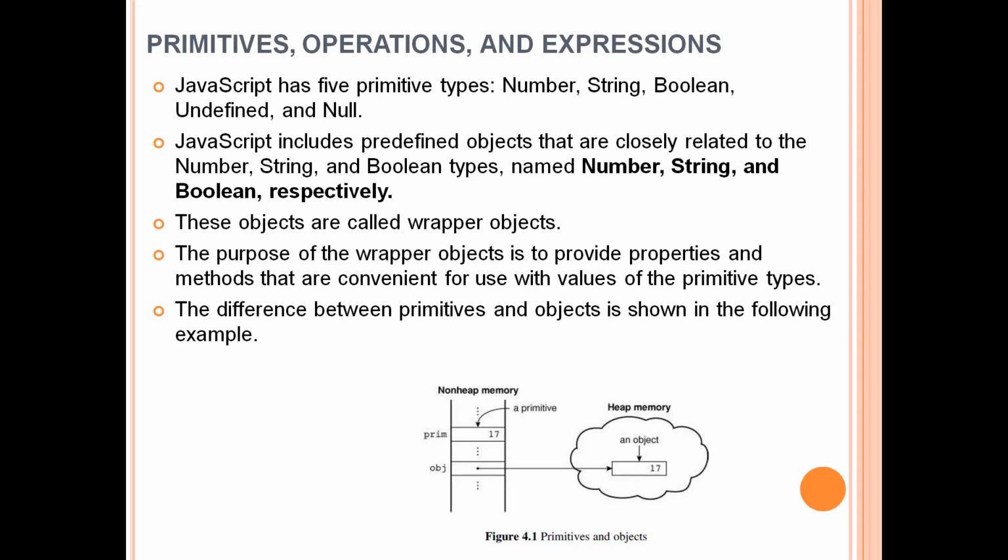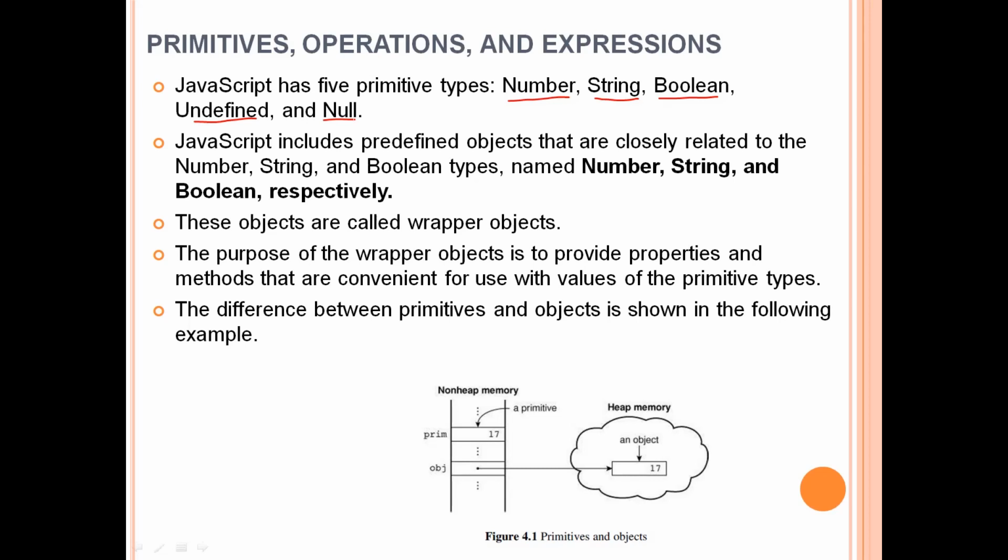JavaScript has 5 primitive types. These primitive types are number, string, boolean, undefined and null. Remember this, JavaScript has 5 primitive types: the number, string, boolean, undefined and null.